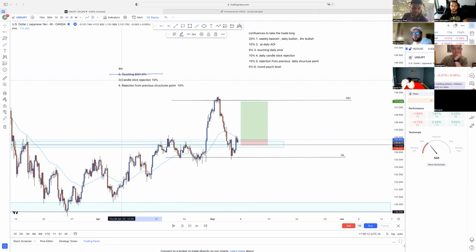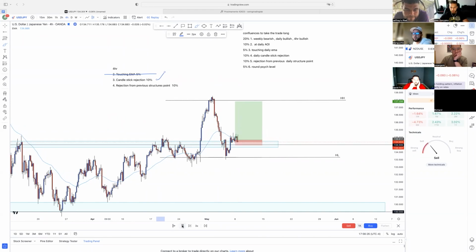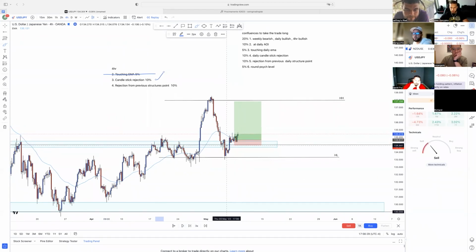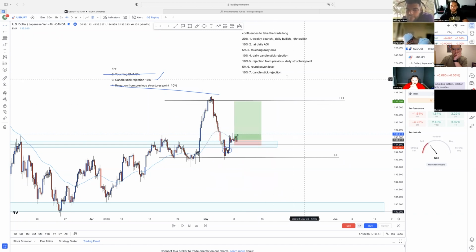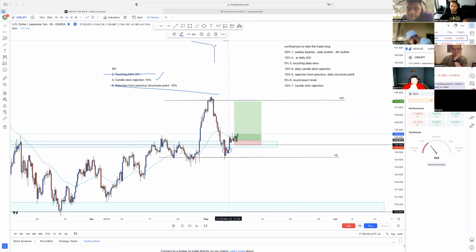Do we have a candlestick rejection? At the time when I took the trade, it did have it. So let's just count this as yes. And are we rejecting previous structure points? I think at the time when I took it, let me see. Yeah, we never got a rejection from this previous structure point because this would be the previous structure point. So this cancels out, right? So all we would have is candlestick rejection as our next confluence. This would be added as a 10%. So with that alone, that brings this trade up to a 75% with a C.